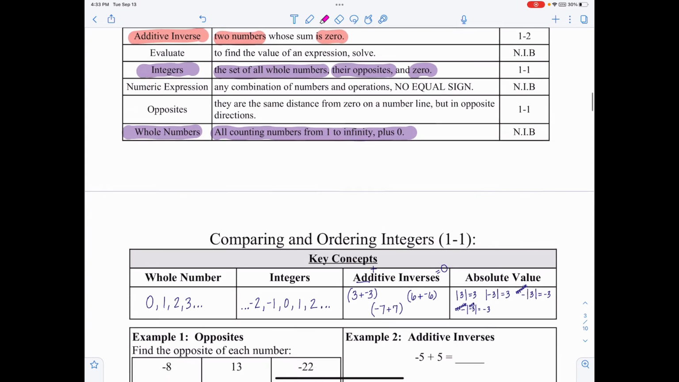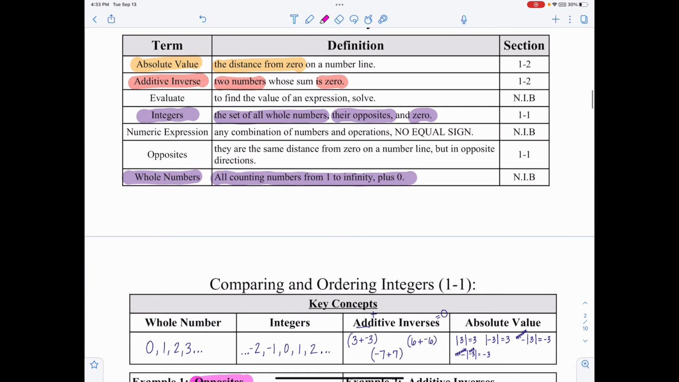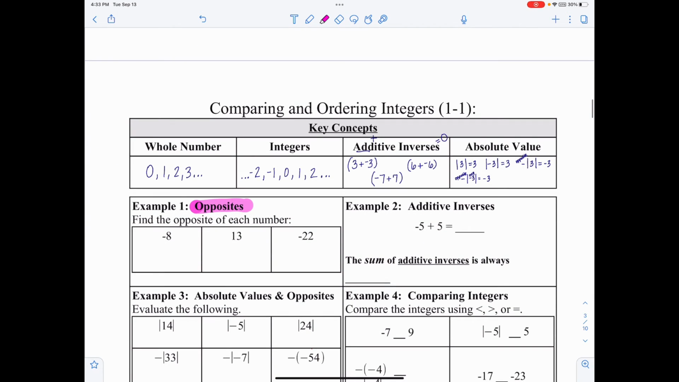So let's go ahead and look at our next one. Our next example is opposites. When we're looking at opposites, we're talking about they are the same distance from 0 on a number line, but in opposite directions. So it's their inverses or their opposites. Okay, and so let's go ahead and solve these. So what's the opposite of negative 8 is 8. Opposite of 13 is negative 13. Opposite of negative 22 is 22. Okay, nice and simple.